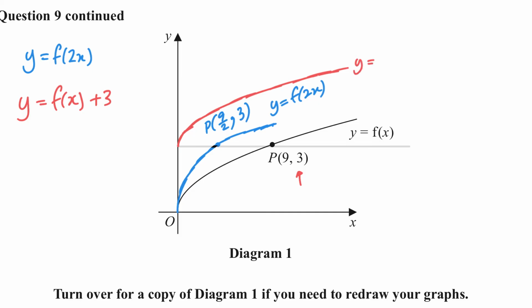And then y equals f of x plus 3. And I can mark that 3 there. P I can mark in here, it's gone up 3, so it's now 9, 6. And there we have our two graphs. Okay, and that should be enough there to get the full marks for the first part of the question.